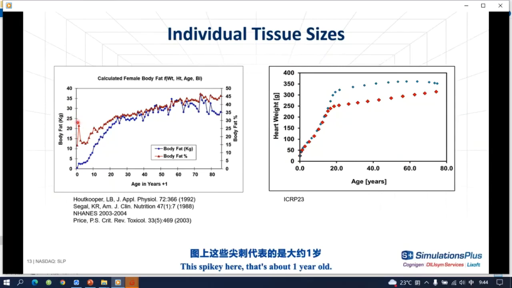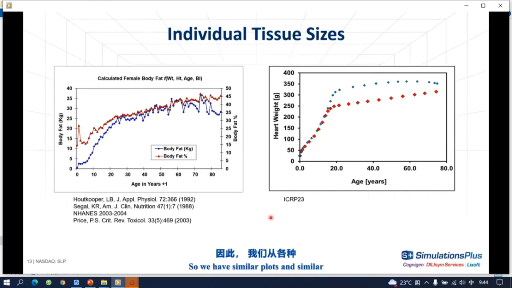This spike in here, that's about 1 year old. As babies, when they are born, they have less fat composition. During the first year, as they are growing, they are adding more fat. At around 1 year, they start moving and start losing some of that fat again. So that spike is real and physiologically realistic.